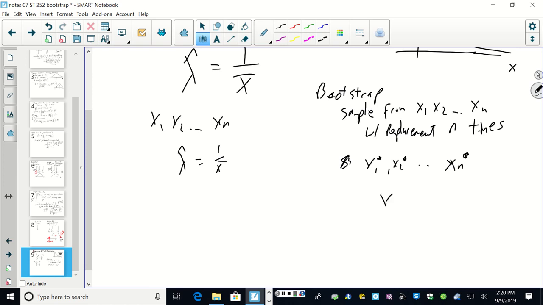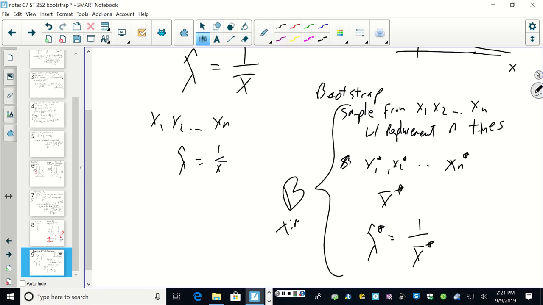Then I'm going to take the average of those, and my lambda hat, call it lambda hat star, is going to be 1 over that bootstrap mean. I do this whole thing a large number of times. That's where I get all my different lambda stars. Then I take the central 95% of those to get my interval.